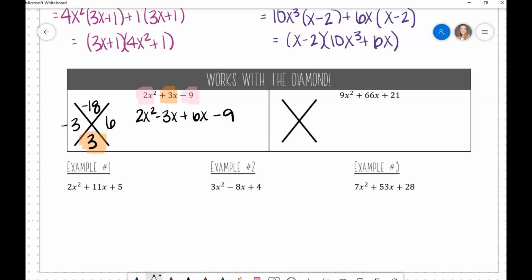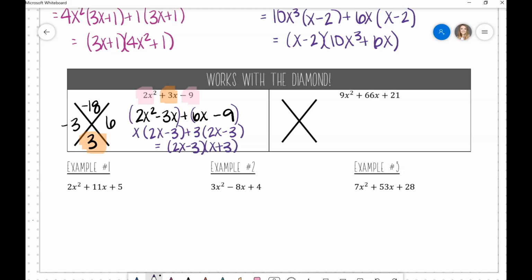Well, now that we have 4 terms, we can use factor by grouping. Group the first two, group the second two. Pull out the greatest common factor, which is x. We're left with 2x minus 3. Pull out the greatest common factor here, which is 3. We're left with 2x minus 3. Now, we have that 2x minus 3 in common. I'm left with an x plus 3.